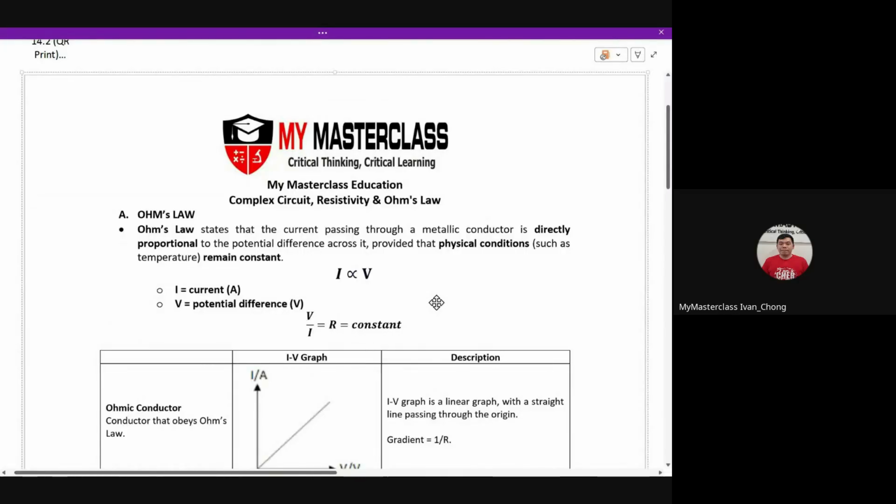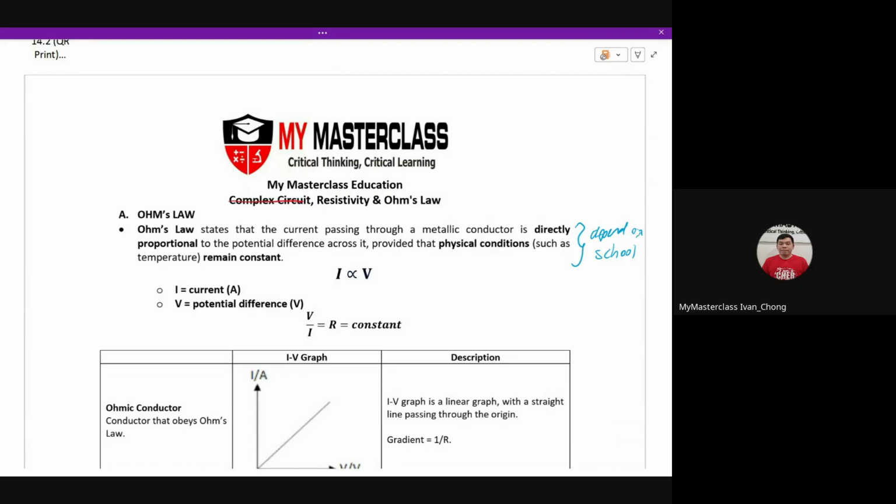In this section, we're going to talk about resistivity and Ohm's law. We are not going to talk about complex circuits; that's in another video. So for Ohm's law and resistivity itself, let's double check what this means. Now, this Ohm's law depends on the school. Basically, you might need to memorize it. It depends on the school itself.